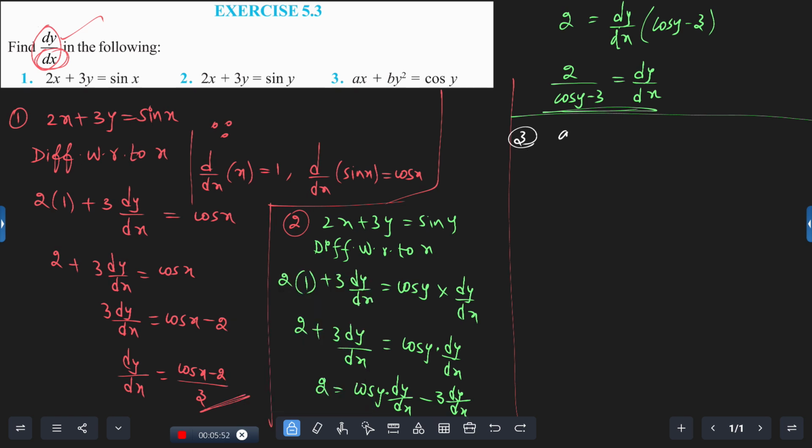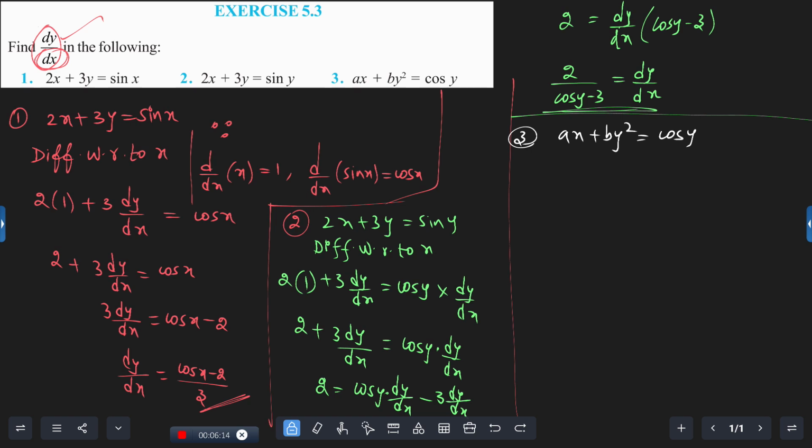Third one, ax plus by square is equal to cos y. Same manner only. We have a second question with two y terms. In the first question we had only one y term, so easily we have done. In the second question, we have taken dy by dx commonly. Same manner in the third also we should take.